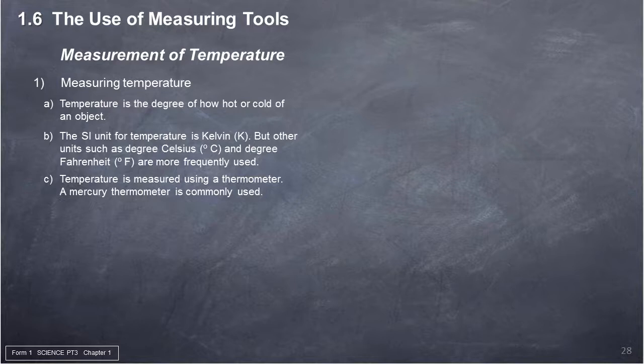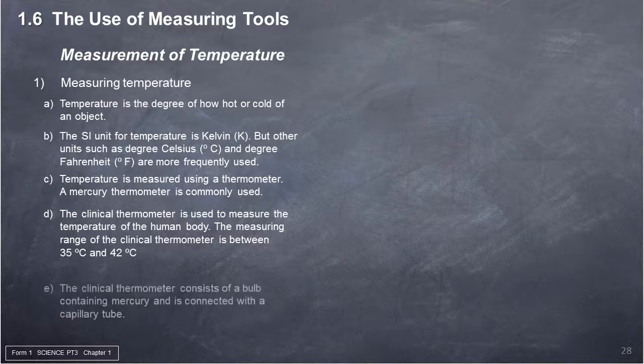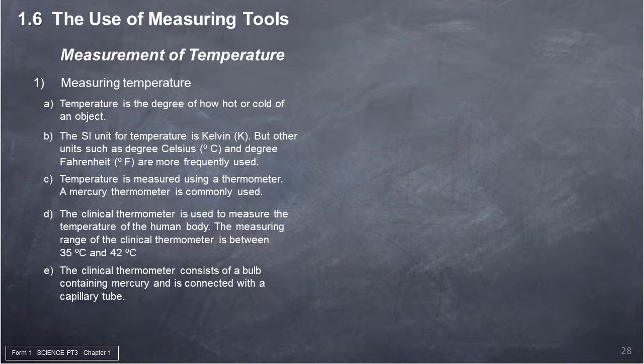A mercury thermometer is commonly used. D. The clinical thermometer is used to measure the temperature of the human body. The measuring range of the clinical thermometer is between 35 degrees Celsius and 42 degrees Celsius. E. The clinical thermometer consists of a bulb containing mercury, connected with a capillary tube.